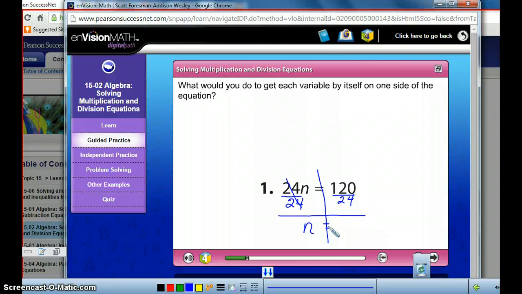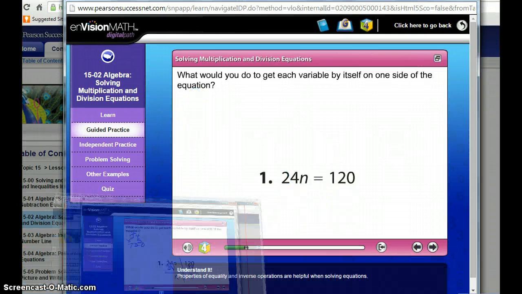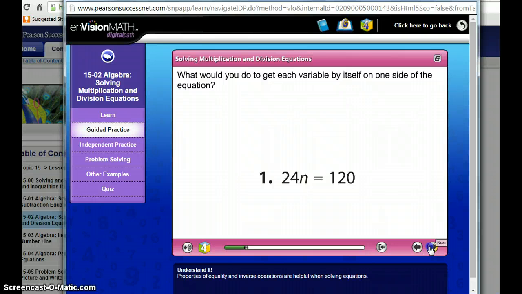And now we have to take 120 divided by 24. What does that equal? 5? Yeah. N equals 5. All right. Let's see if they give us a division one next. Here we go. The next one.